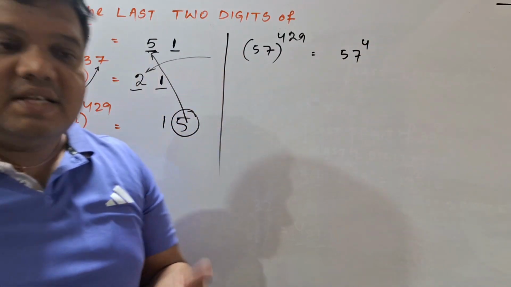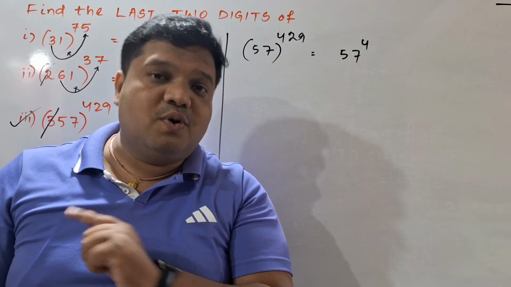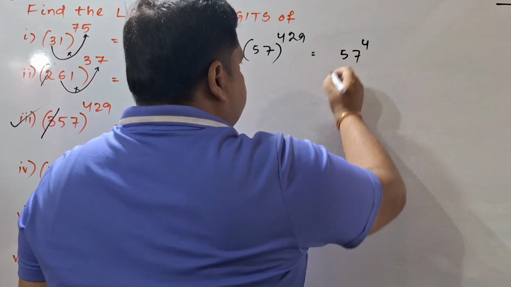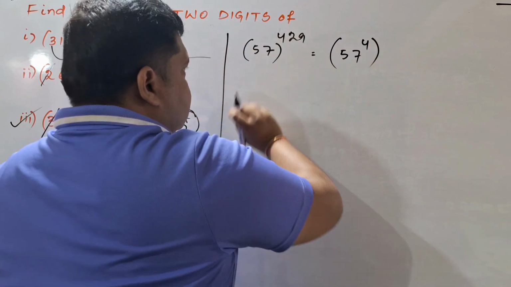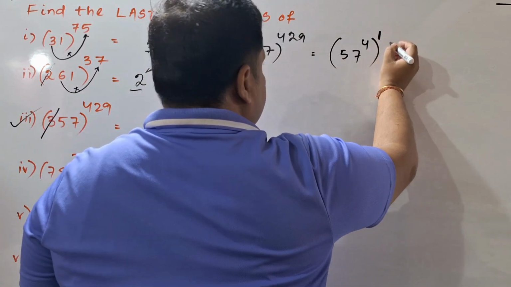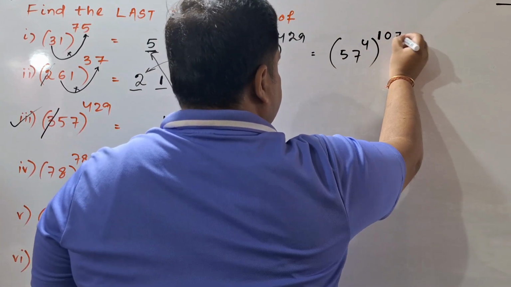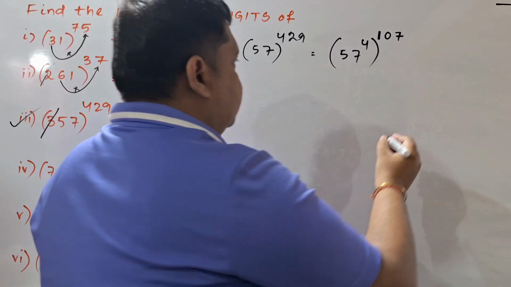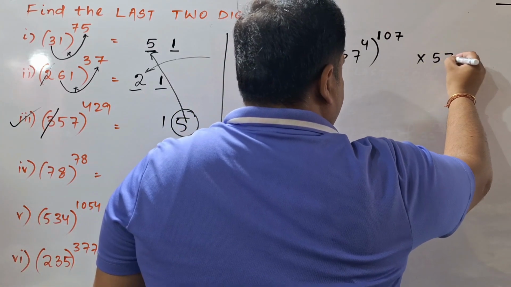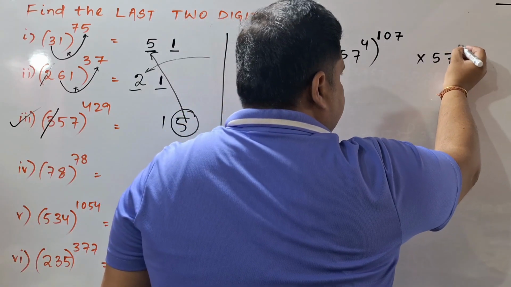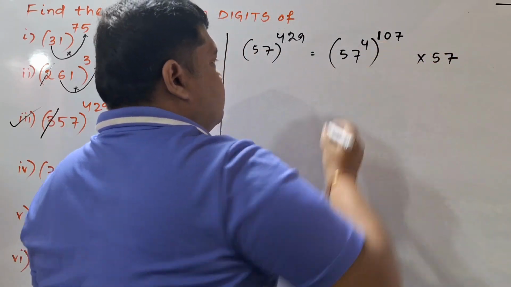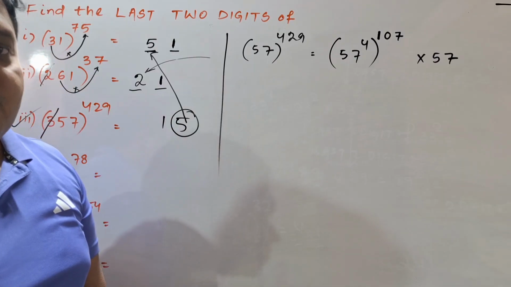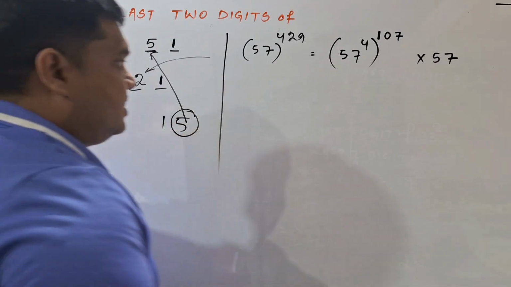Already discussed, 7 to the power 4 will give you 2401, 1 at the unit place. So I write 57 to the power 4. Just divide this number by 4. 4 into 1, 0, 7, because 7 into 4 is 28. Then 1 extra, 57 you have to write, because if the power is 1 here, this is 57 to the power 428 into 57, that is 57 to the power 429. So do the modification.